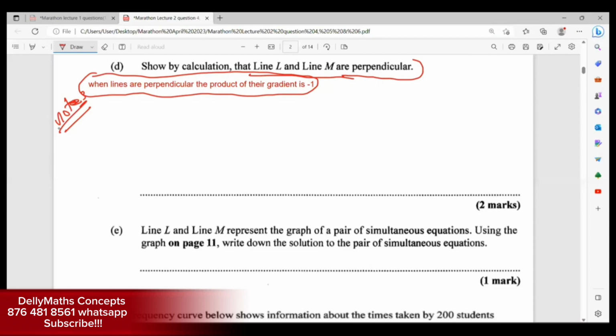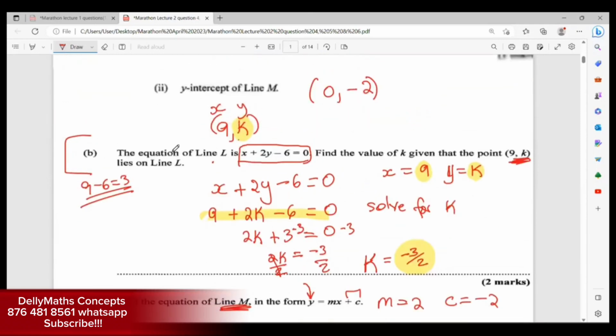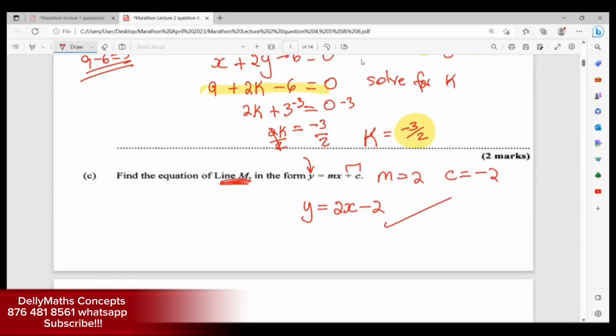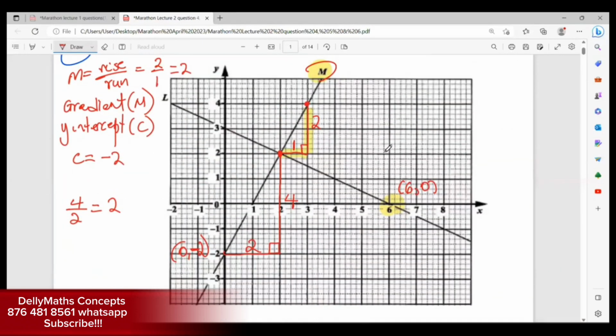No, we're talking about, so let me call them line L gradient and line M gradient. We need to go for them, but we know one already. Line M gradient is 2. We just saw that. So we need to know what is line L's gradient. So we know the gradient for line M. See it here? It's 2. So we're going for line L. So we want to find it.